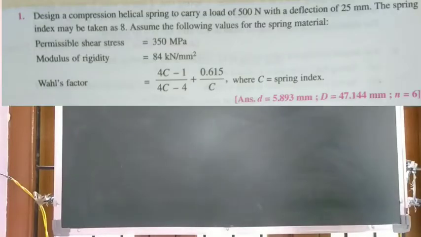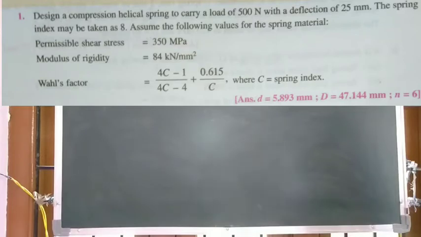So problem number 3. Design a compression helical spring to carry a load of 500 Newton with a deflection of 25 mm. The spring index may be taken as 8. Assume the following values for the spring material. So some data is given.